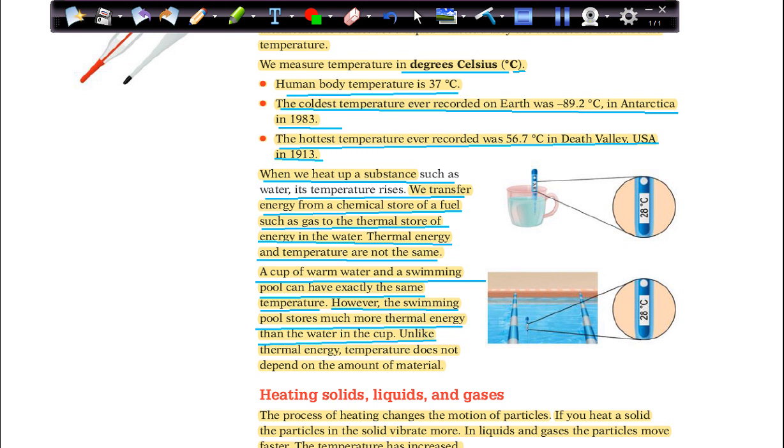So why? Because of the size, okay? Because of the size, it can store more thermal energy. So how can this happen? Let's imagine together if we start to heat the swimming pool water, we need more thermal energy to warm it up, okay? And we need less thermal energy to warm the water inside the cup.